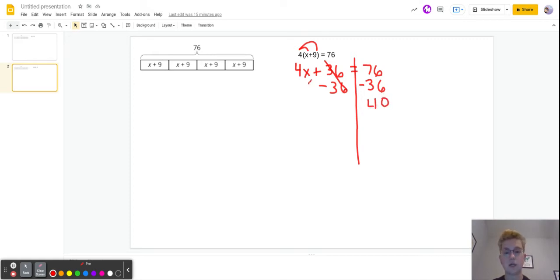So 4x drops down. That was not affected by the adding or subtracting. Why? Because they're not like terms. One had the variable x and one did not. So 4 times x is equal to 40. And again, mental math tells us we know what x is. But if there were a decimal, if there were a fraction, something a little bit more complicated, then we would undo the multiplication here. We would do its opposite. What is the inverse of multiplying? It's dividing. So again, we're dividing by 4.